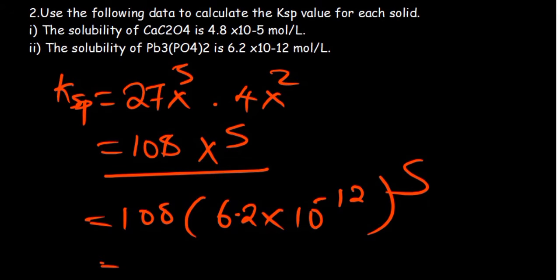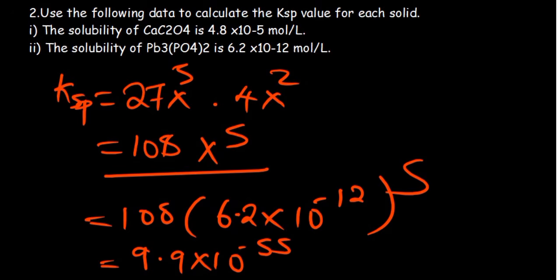So approximately our value is 9.9 by 10 to the power negative 55. That's our KSP expression, or our KSP value, that is. Moving on to the third question, it is basically the same as the second question.